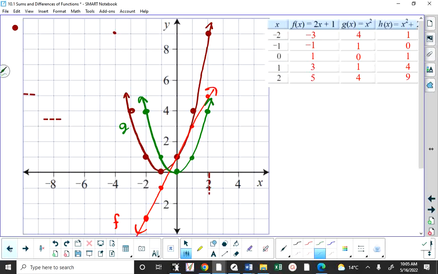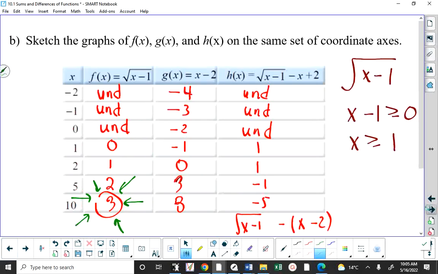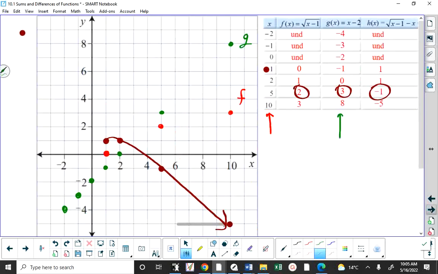But when you take a look now at these graphs, I'm going to put a number line up top just to make my point. You can draw this if you like. You can put it someplace else. It doesn't matter. The domain of the red graph is from here to the right. That's the domain of f. The green graph has a domain from negative infinity to infinity.